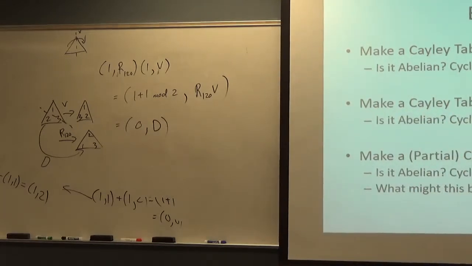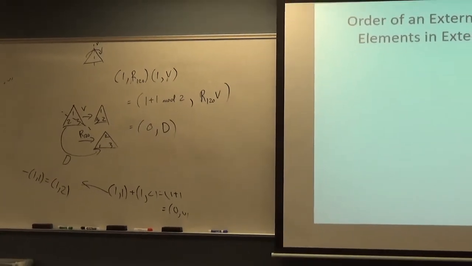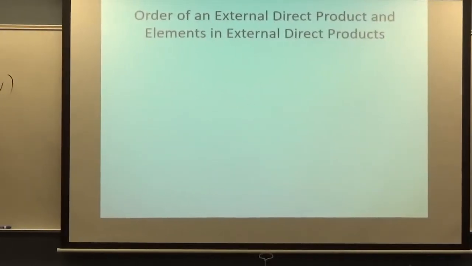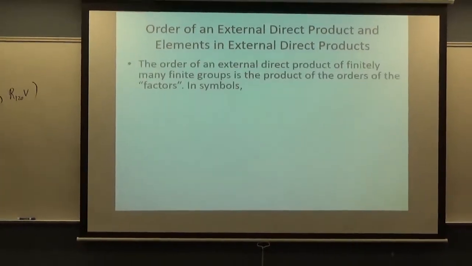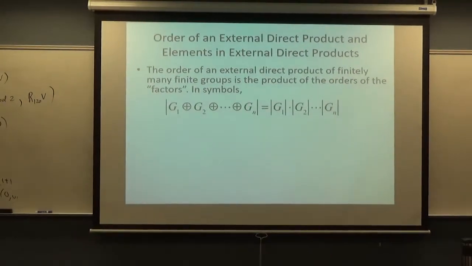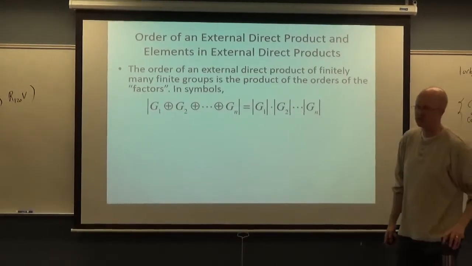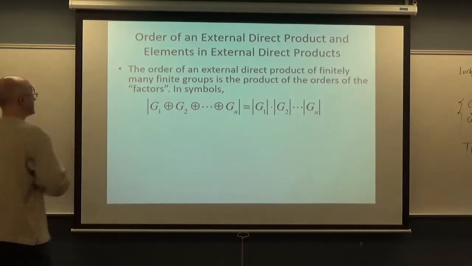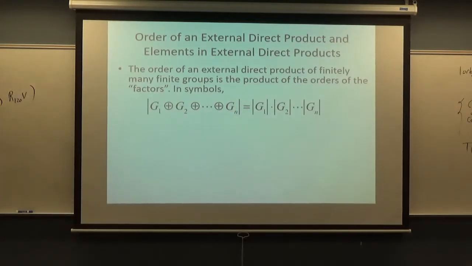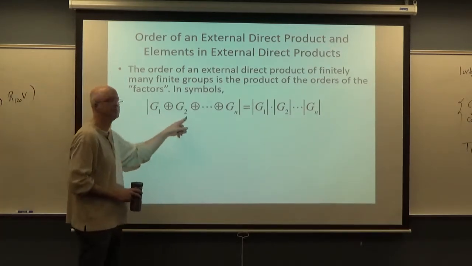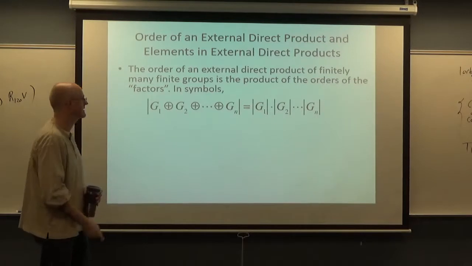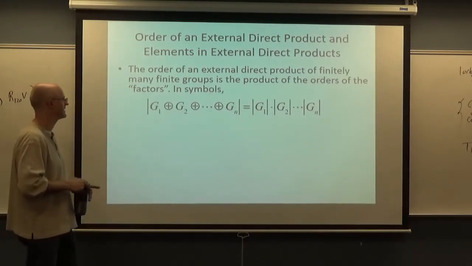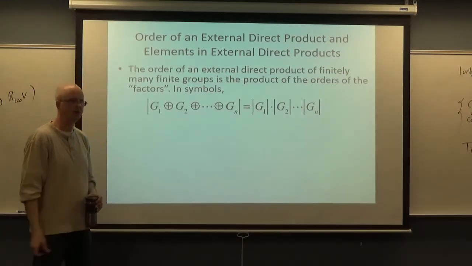It's good to consider more examples on your own. Let me just quickly summarize in 2 minutes some important results. This being the first one. This one's actually not stated as a theorem in the book, but it's maybe worth highlighting. The order of an external direct product of finitely many finite groups is the product of the orders of their factors. The G's being the factors, so to speak, in the product. But again, don't let the plus notation throw you. We still call this a product.